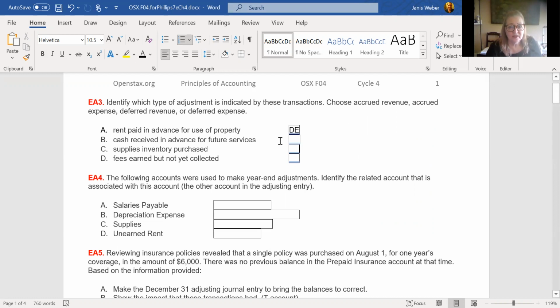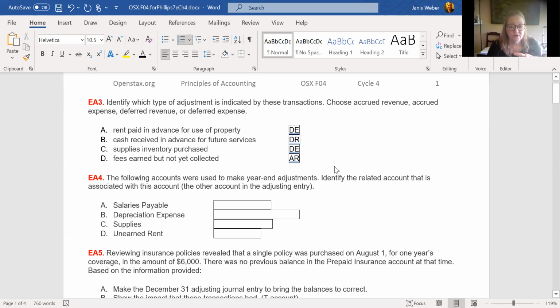And then cash received in advance for future services would be an unearned revenue, which you would call a deferred revenue, same thing. Then supplies inventory purchased would also be a deferred expense, because it's later going to turn into cost of goods sold, but for right now, it's a deferred expense, it's an asset. And then fees earned but not yet collected would be like accounts receivable, so that would be an accrued revenue.